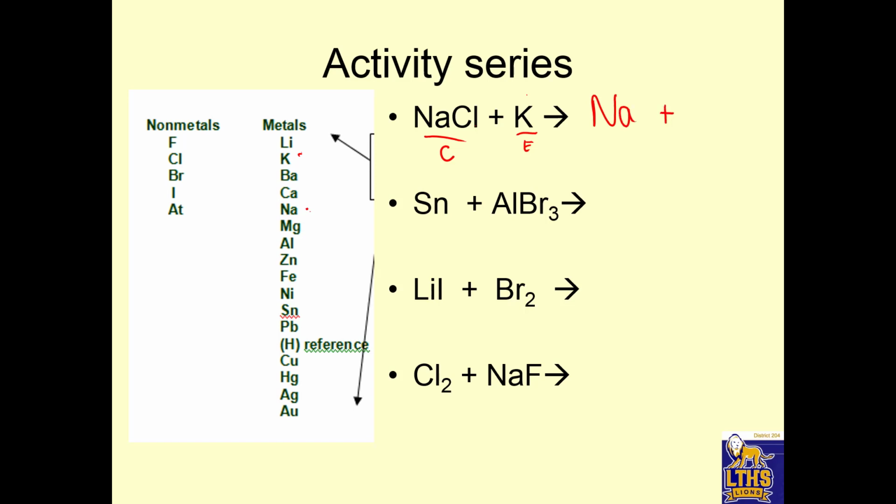See ya. And then I have to put potassium and chlorine together. So I look at the periodic table and I find out potassium's +1, chlorine -1. So it's going to be KCl. Right? And let's look at the next one.